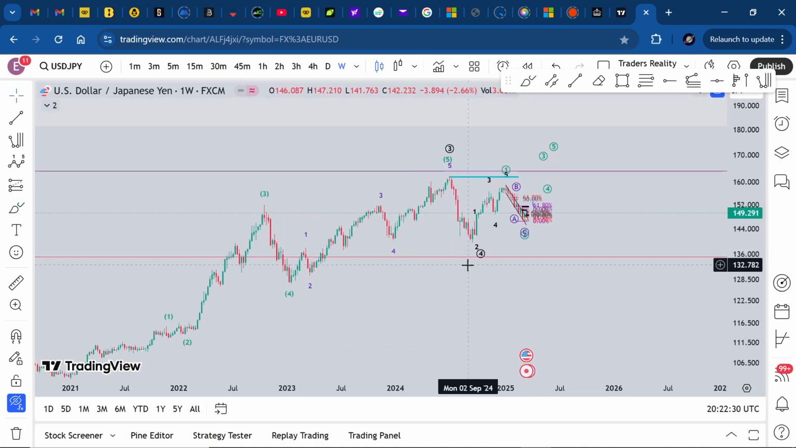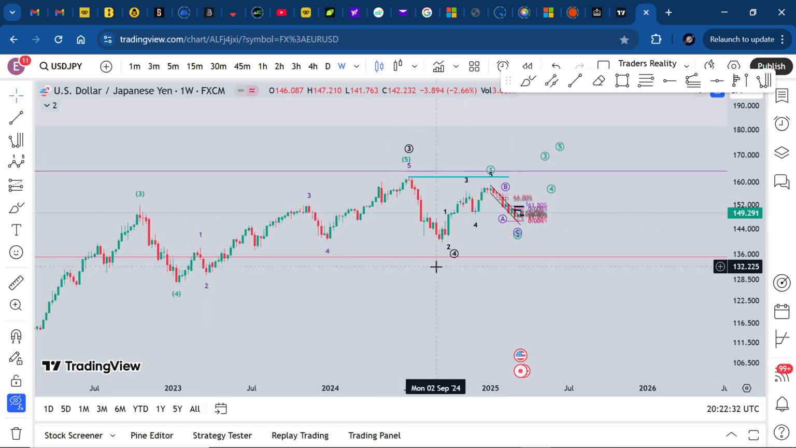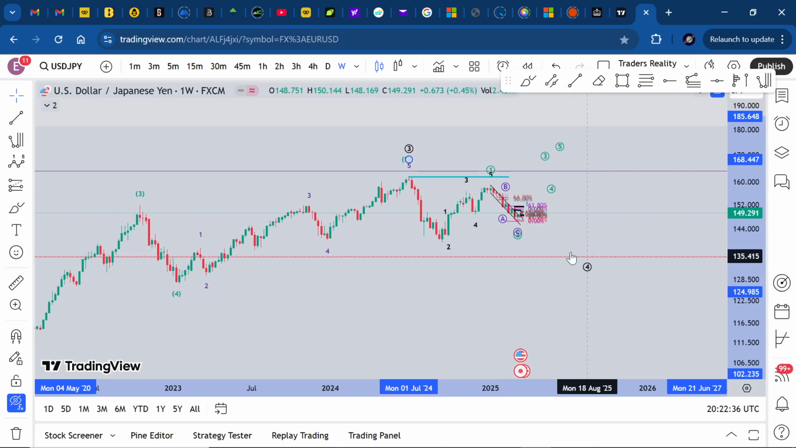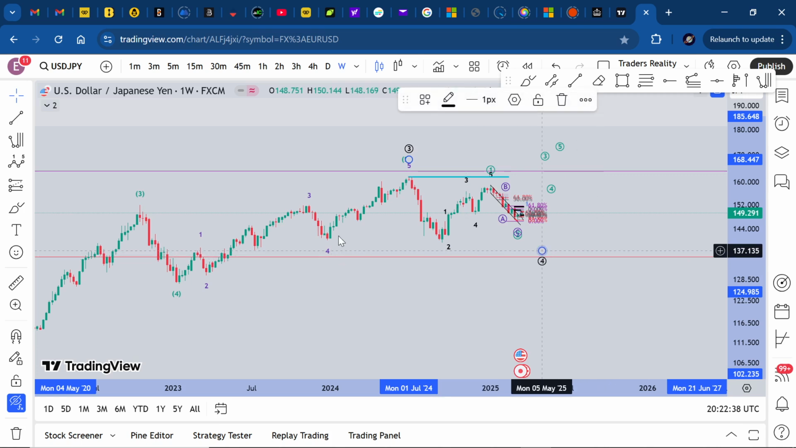Again, zigzag. It could just be an A wave. In fact, I'm thinking it is an A wave. Okay. Like if this was your 4, it'd be just like the previous 4. So I acknowledge it can be.